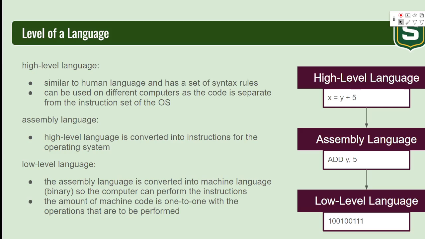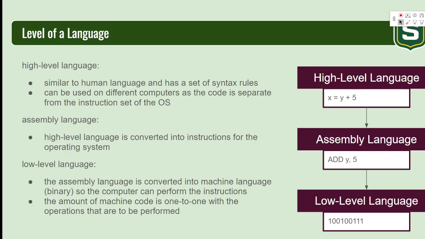So we have different levels of the language. Basically what we typically as programmers program in are high-level languages. So this is what we use. This is your actual programming language. It's very similar to what we would do in a human language. It's easy to read and follow. And the code can actually be ported to different operating systems. All right, so for instance, x equals y plus 5. And we have a variable x, it's being assigned the value y plus 5.